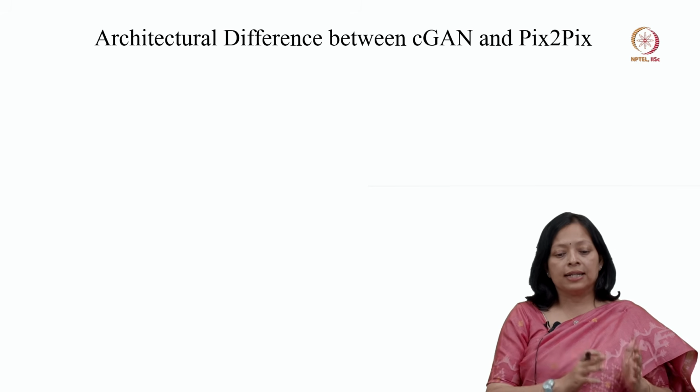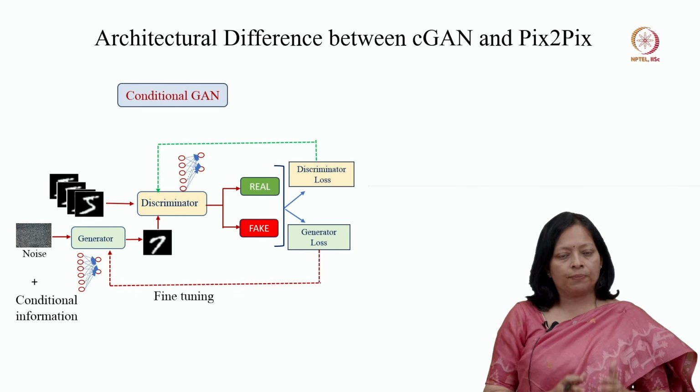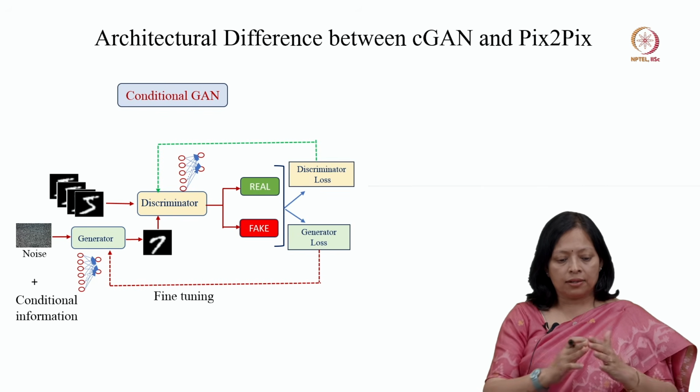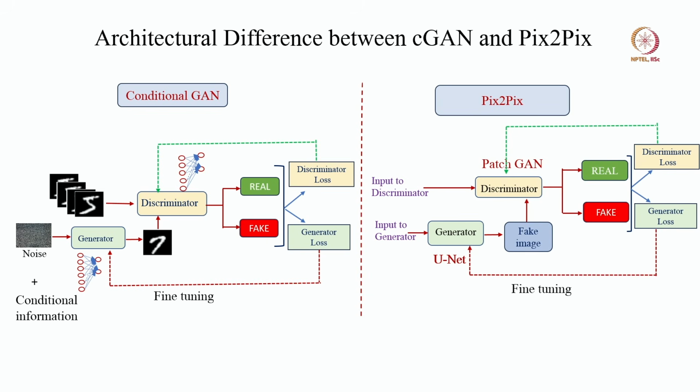Now, what is the architectural difference between conditional GAN and Pix2Pix? Let us have a look. So, this is the picture which we all know, the picture of conditional GAN, and this is the picture for Pix2Pix architecture. If you see, the main difference, everywhere else it is the same. The main difference is in the generator. Here we had a neural network, where here it is a U-Net. So, a U-Net is used as the generator in case of Pix2Pix, and here the discriminator in conditional GAN was also a neural network.